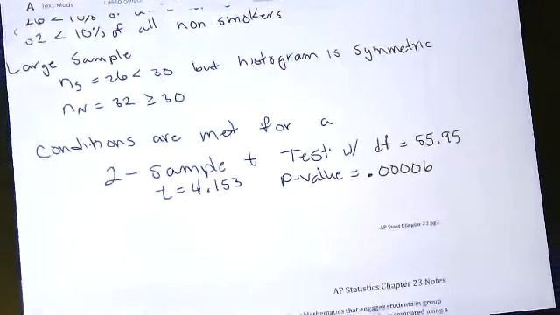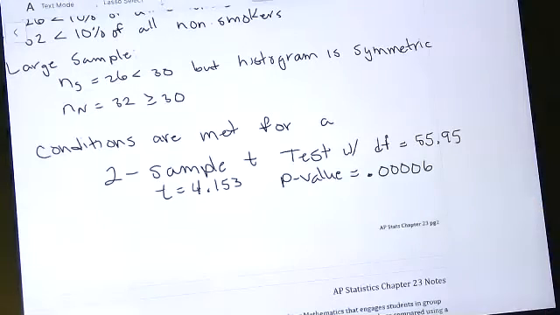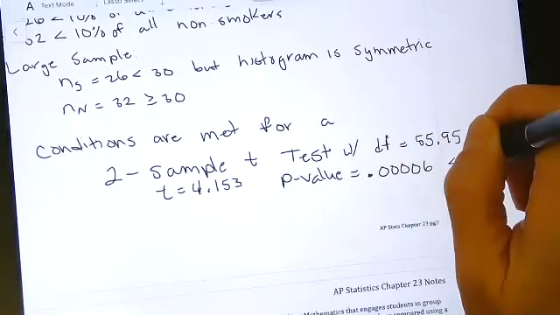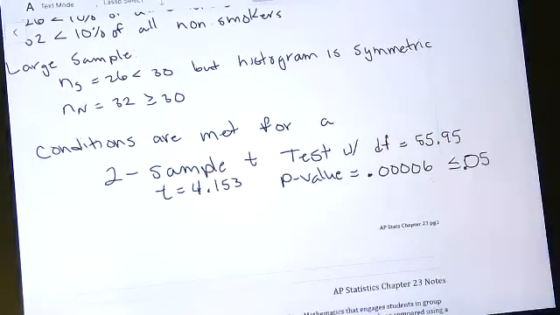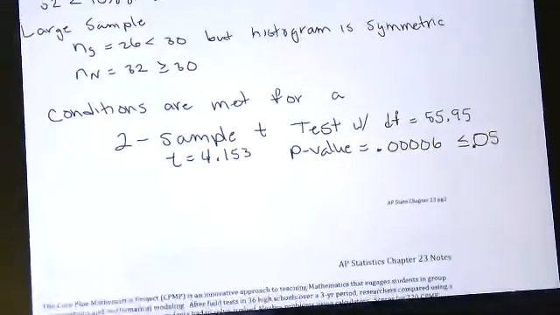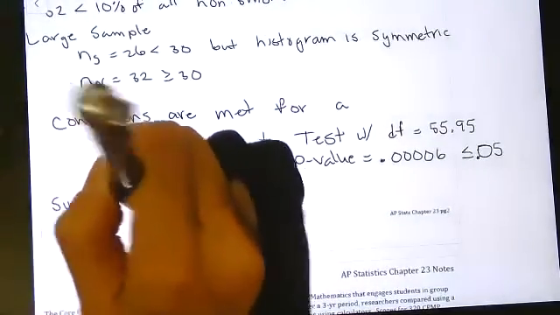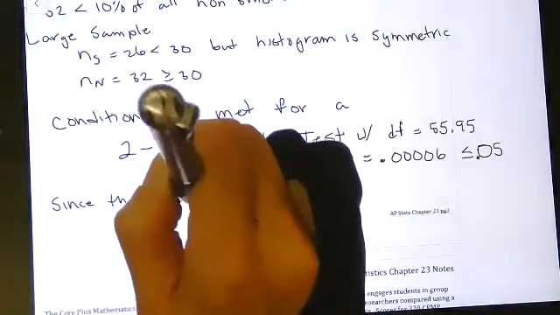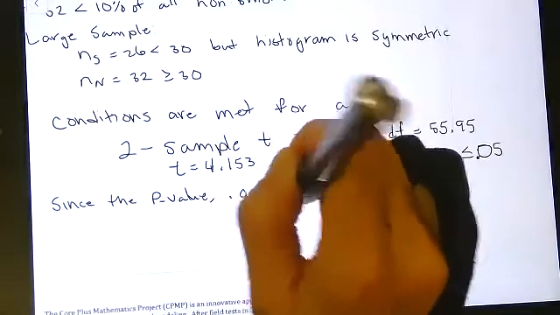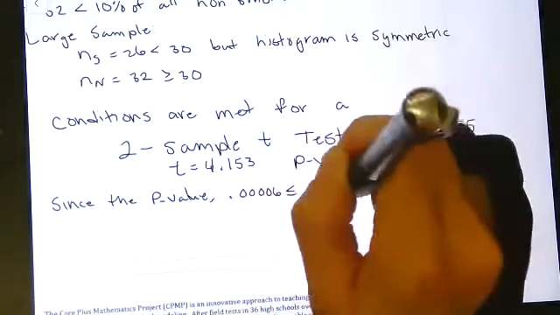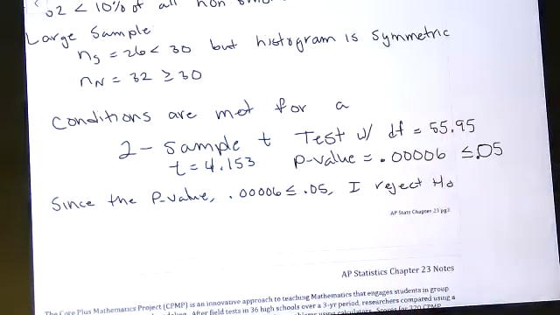Important thing is, this is less than any significance level, assuming 5% significance, because that's what we use, unless we are told otherwise. That is definitely way less than 0.05. So we can make our conclusion. So since the p-value of 0.00006 is less than or equal to 0.05, I reject the null hypothesis.